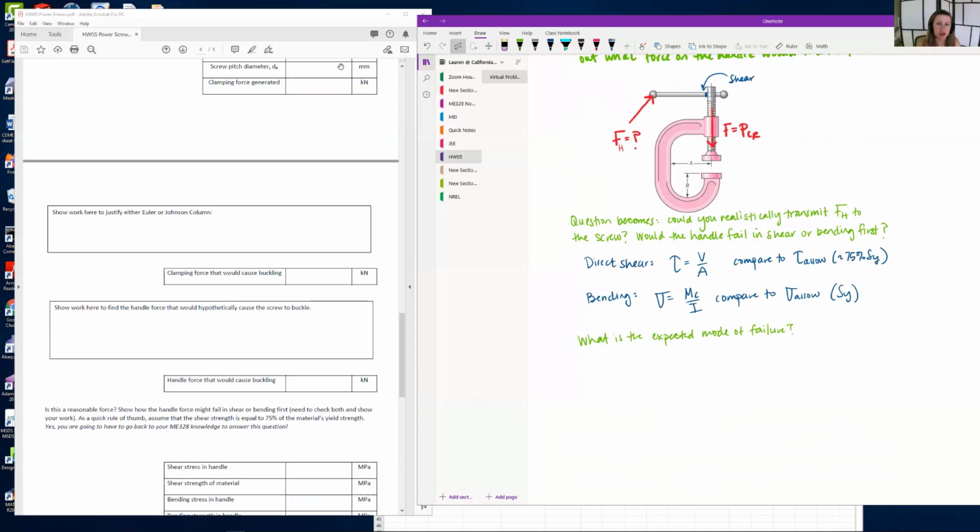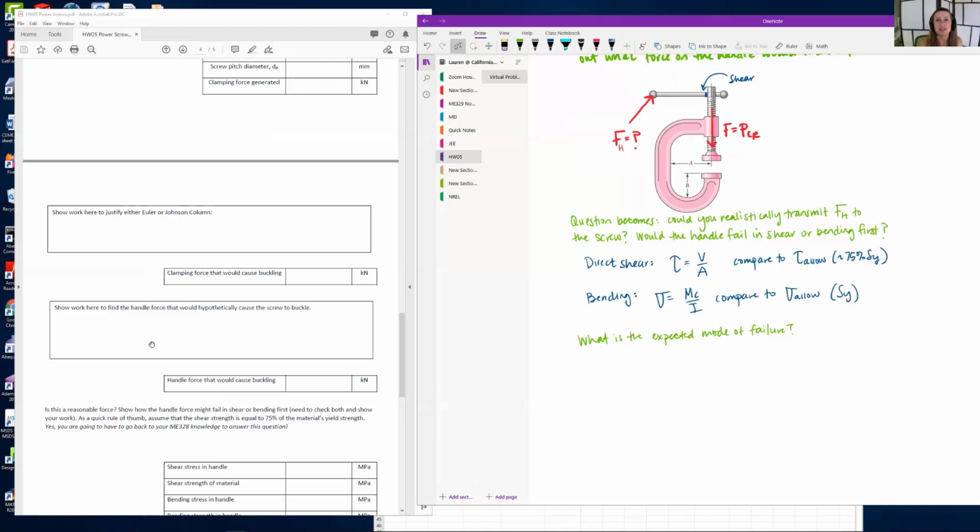Lastly is just looking at the cover sheet quickly. I didn't provide a ton of space, so show work here to justify either Euler or Johnson column. So you're just going to show the most important points so that the comparison process, but your analysis tool should actually show your work.